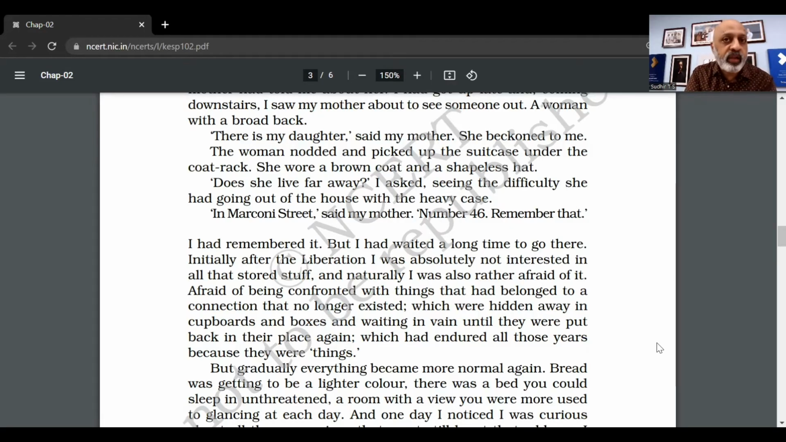Because the mother does believe that at some point in time, after the World War has ended, her daughter would be able to go and pick up all their belongings from Mrs. Dorling's house, which is why she says, remember that.